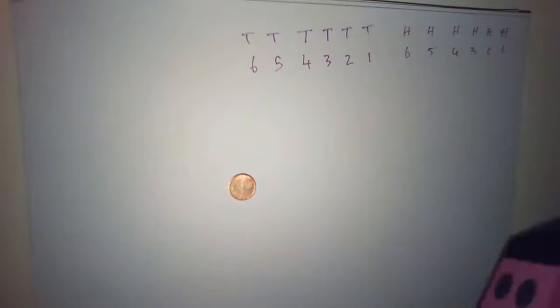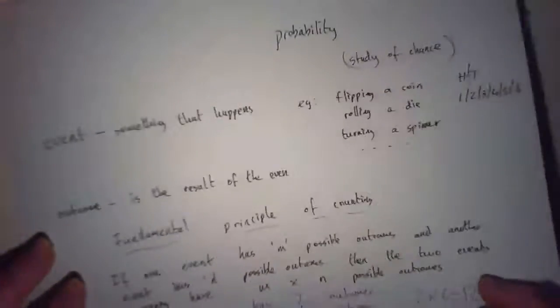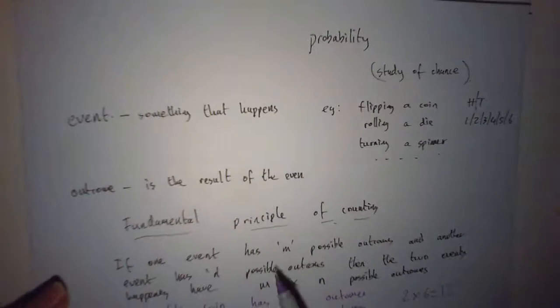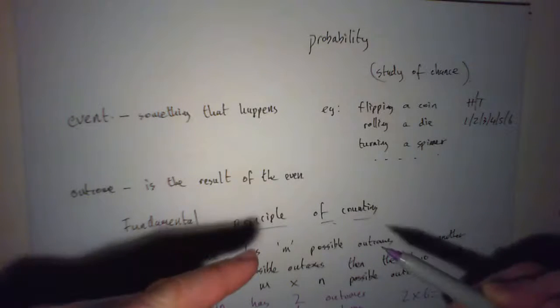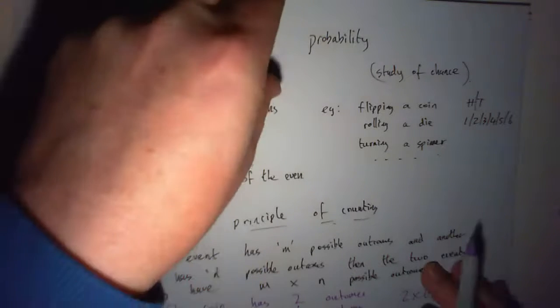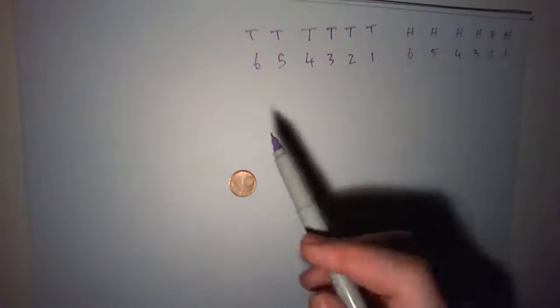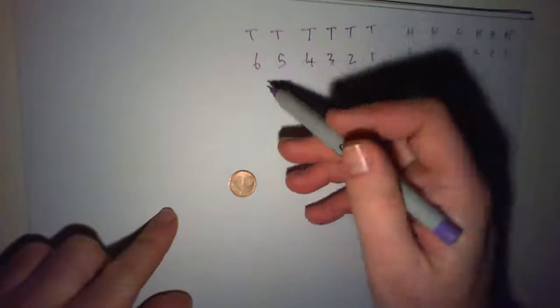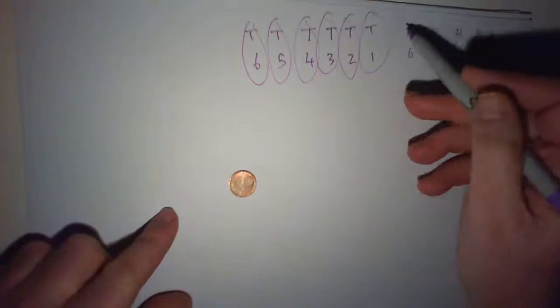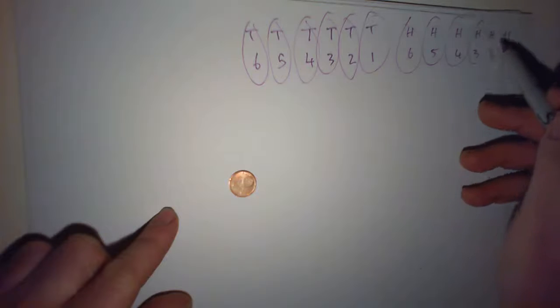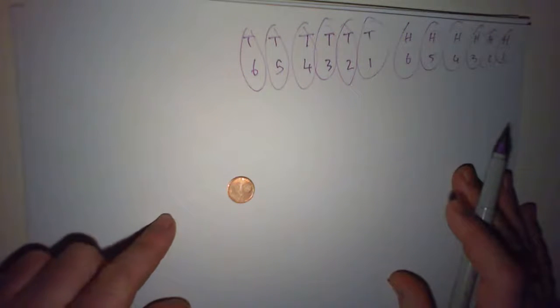Now, if you remember back to our previous sheet, what did we say? We said that the fundamental principle of counting says that if one event has m, in other words, flipping a coin has 2 possible outcomes, rolling a dice has 6 possible outcomes, then the two of them happening together would have a total of 2 times 6, which is 12. How many outcomes do we have? 1, 2, 3, 4, 5, 6, 7, 8, 9, 10, 11, 12 possible outcomes.